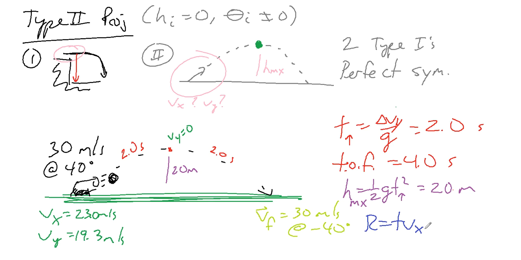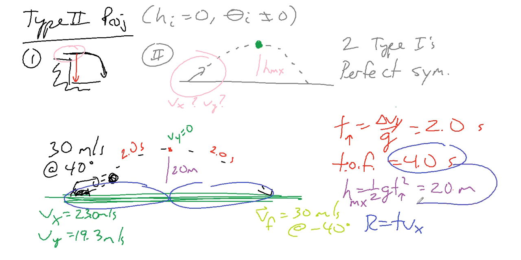What some people do is they solve for the range for the first part or the second part and then just double it because it's symmetrical. I typically just double my times, because for my time I would want to use my time of flight, my total time, because it's always moving in the x direction in the same direction.